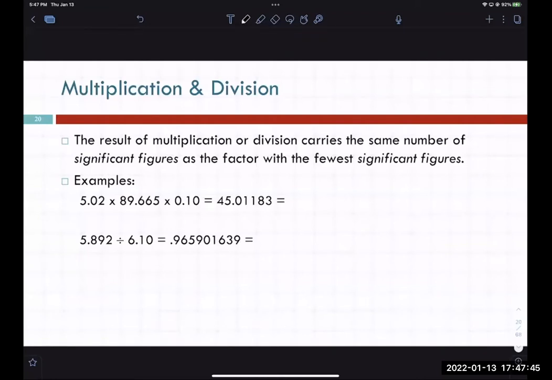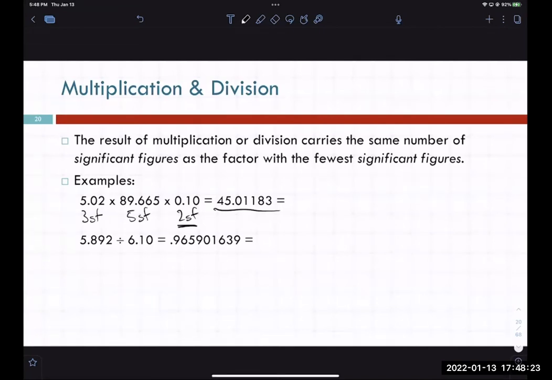So we took this first one and we did 5.02. How many sig figs does that have? 3 sig figs. And for this next number, 89.665, 5 sig figs. And this last one, 2 sig figs. So typing that all into your calculator, though, like I was mentioning before, you'll get this long number, which if those were all significant, would be like 7 sig figs. But clearly, our smallest is 2 sig figs.